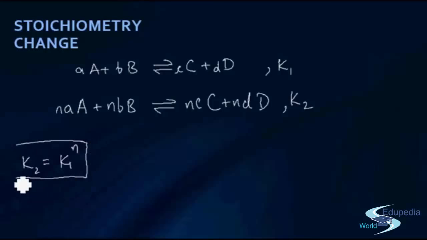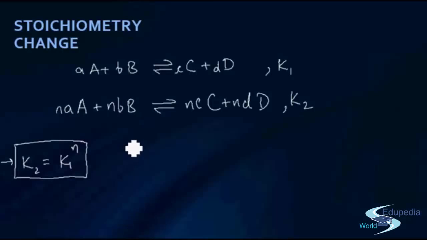This is what you have to memorize: whenever the chemical reaction is multiplied by a common factor on both sides, the equilibrium constant of the new reaction is simply equal to the equilibrium constant of the original reaction raised to power n. So let's observe how I can prove this.